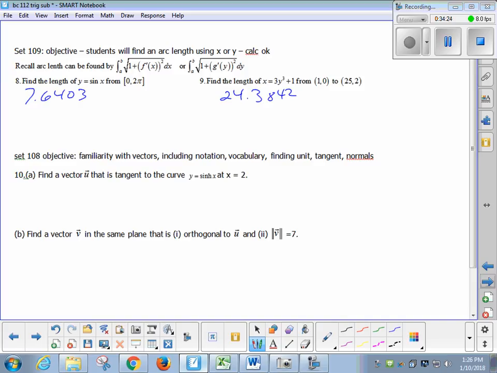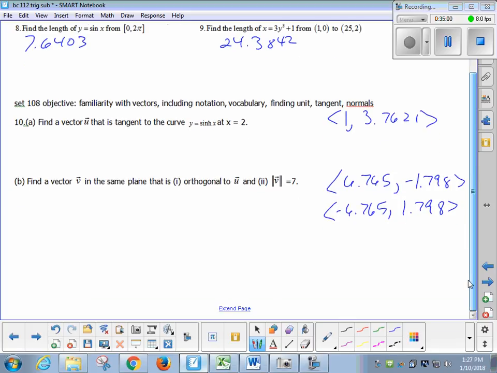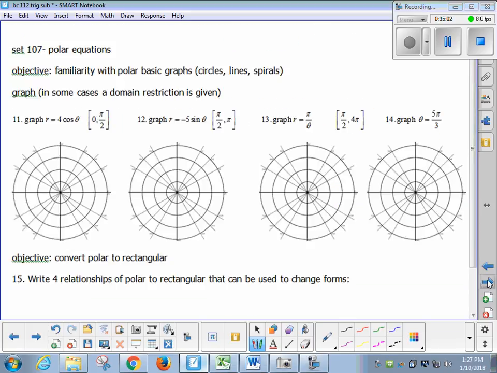For this one, A, I got 1 and 3.7621. And for this one, 6.765, negative 1.798. Although you could also have negative 6.765 and positive 1.798. The last class wanted to go over that. It was not good. Do you want to go over that? Okay, just hit that real quick now. Or no? Yeah, move on. Okay, let's just see. Well, maybe we can go back to it. All right.